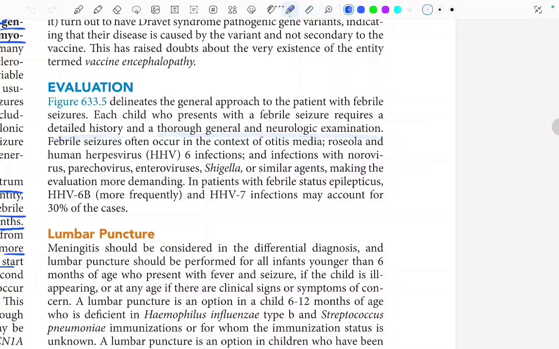Febrile seizures often occur in the context of otitis media, roseola and human herpes virus 6 infections, and infections with norovirus, parechovirus, enterovirus, shigella or similar agents, making the evaluation more demanding. In patients with febrile status epilepticus, HHV6B more frequently and HHV7 infections may account for 30% of the cases. Okay, so this is something new that I read, that in febrile status epilepticus, these HHV6B and HHV7 infections account for 30% of the cases.